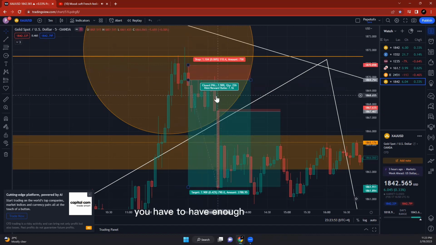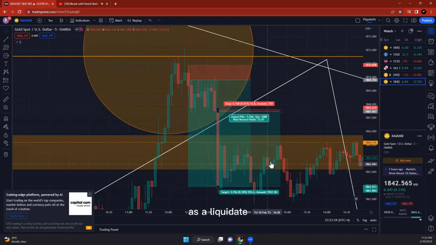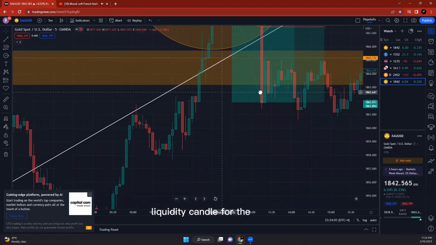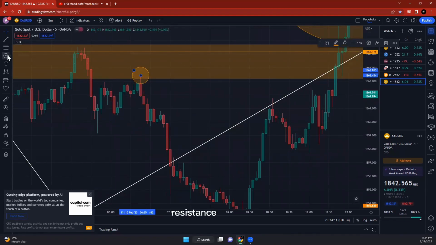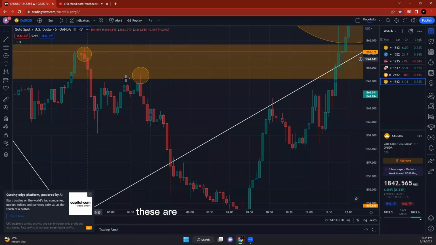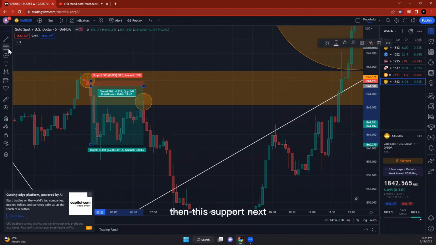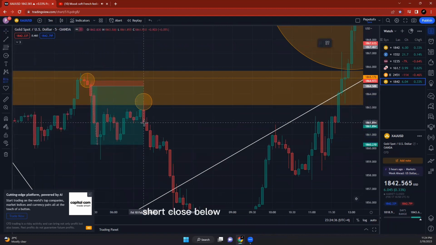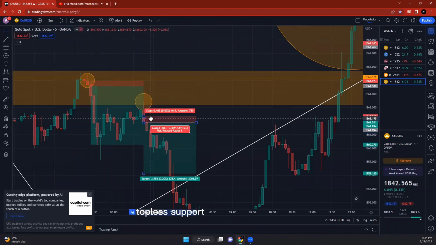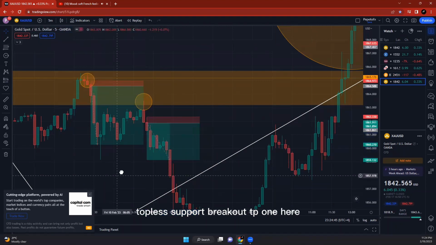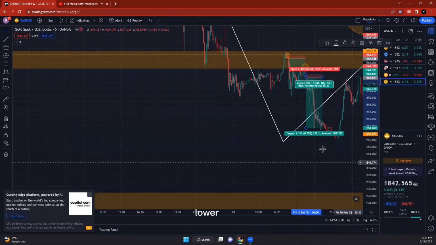You have to have enough backtesting to know which liquidity candle at which level you can take as liquidity. You cannot take each and every liquidity candle for the volume. Like you see here, resistance, resistance. Okay, these are the patterns. Resistance, sell. Why? Liquidity candle, sell. Sell, this support. Next, short. Close below, liquidity candle. Stop loss support. Breakout. TP1. Here, the runner can go till the lower area.